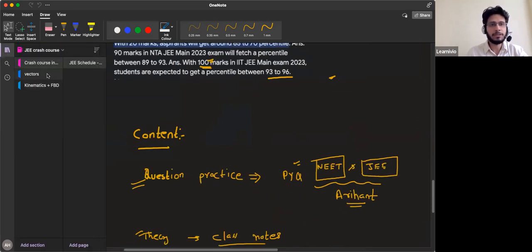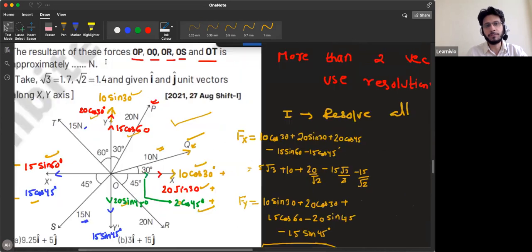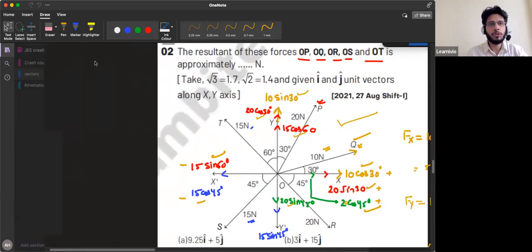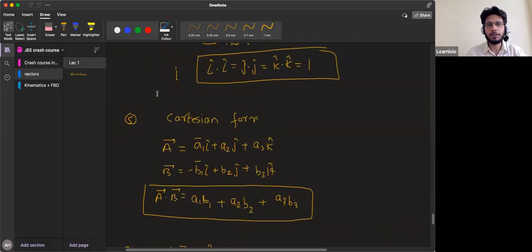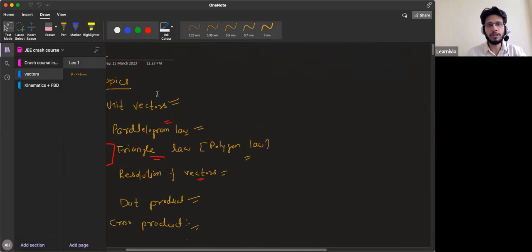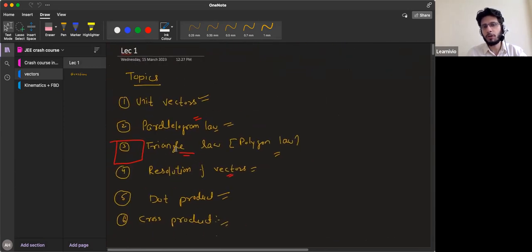The next thing is we started with vectors. In vectors, we have discussed unit vectors, parallelogram law, triangle law, resolution of vectors, dot product. We just have to finish cross product. And today our target will be basics of kinematics and basics of some laws of motion.